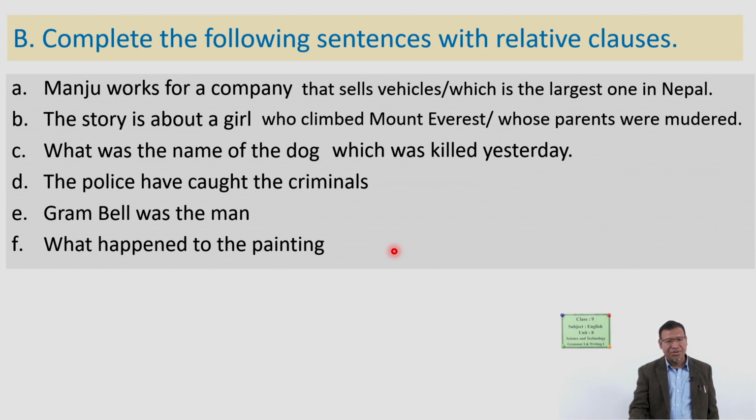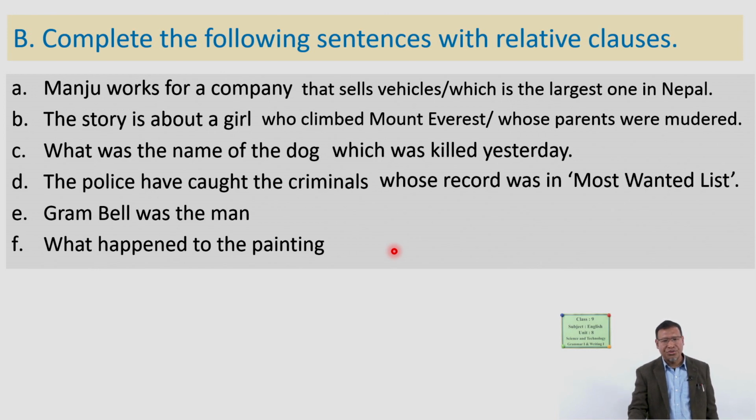Similarly, when you talk about the policemen have caught the criminals, then what? So, criminals are the people. Therefore, you might be using who, whose, whom. All right. So, therefore, let's say the police have caught the criminals whose record was in the most wanted list. Okay, the police have caught the criminals who were accused of stealing gold cup from the temple. You can say like this. Interesting sentences you can make.